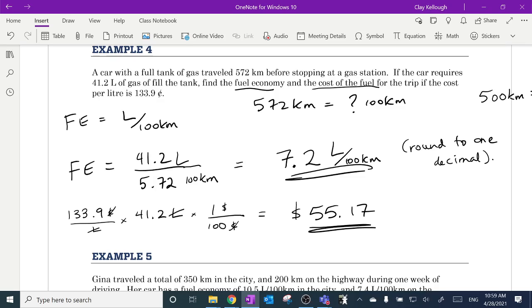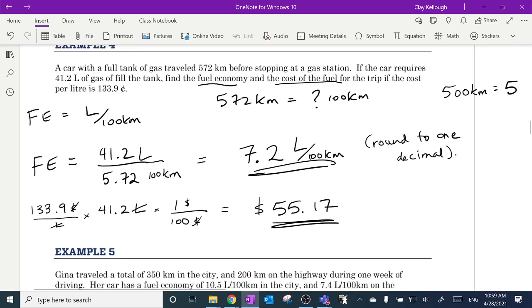All right, any questions? Been rattling along here. Everything good for example 4? Okay, all right. Let's move on to example 5.